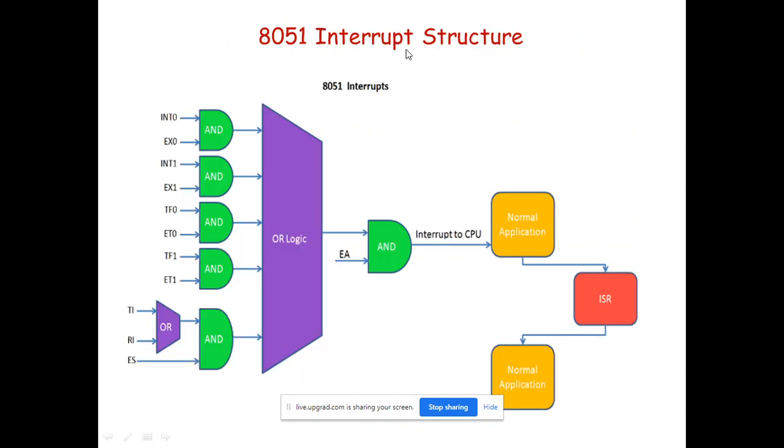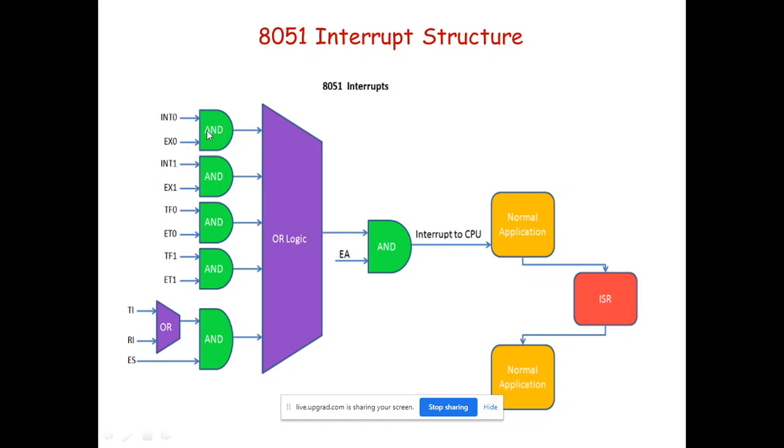And this is your overall interrupt structure. Any difficulty? This is the overall interrupt structure. There are 5 maskable interrupts shown here. For each AND gate, there are 2 inputs. One is interrupt generation, and the second one is enabling and disabling the respective interrupt source.